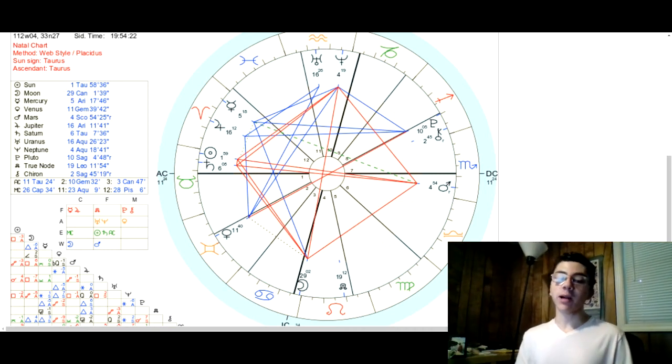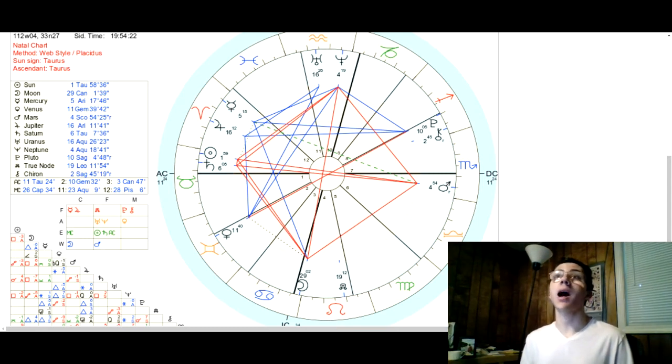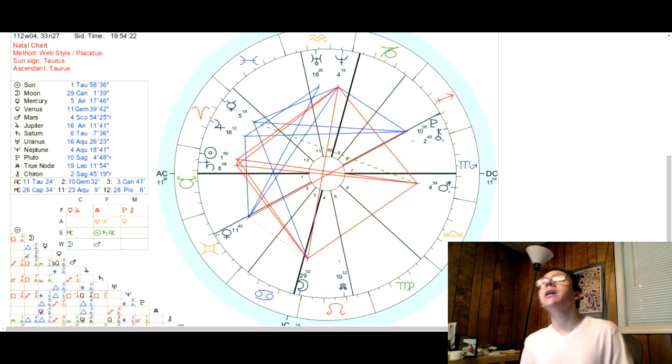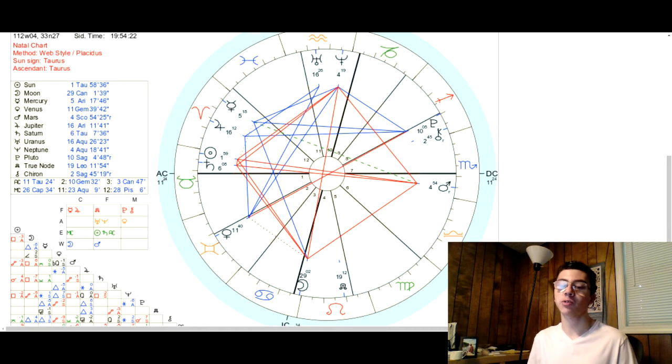And then we have the square, where the two planets are not getting along. They're fighting. They are in a match. There's a lot of tension. There's discomfort with squares. So you have to look at the modes in astrology. They are cardinal, fixed, and mutable. Cardinal signs are Aries, Cancer, Libra, Capricorn. Fixed signs are Taurus, Leo, Scorpio, Aquarius. And mutable signs are Gemini, Virgo, Sagittarius, and Pisces.